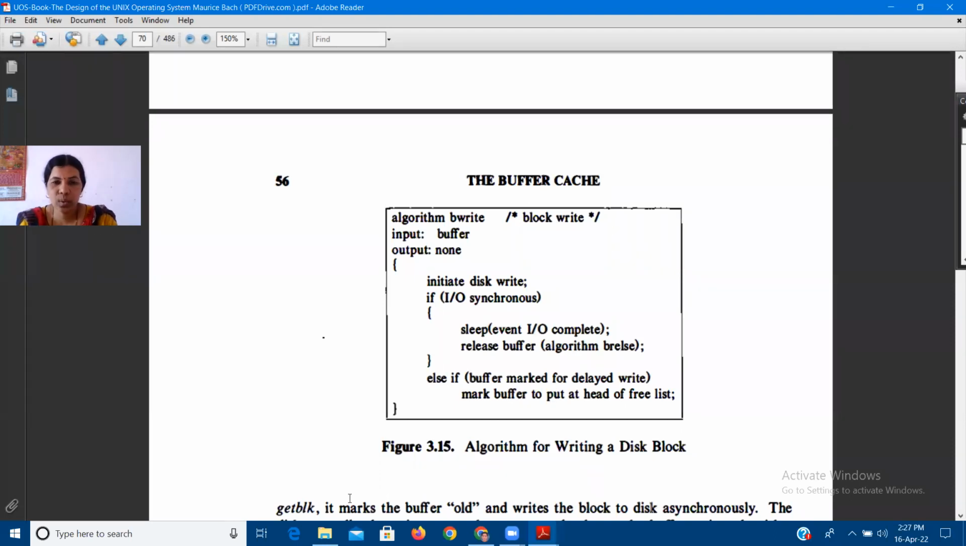So we discussed today total 5 algorithms. First one getblk algorithm, second one brelease algorithm, third one bread, fourth one breada, and fifth one bwrite. So in this chapter these are the 5 algorithms.